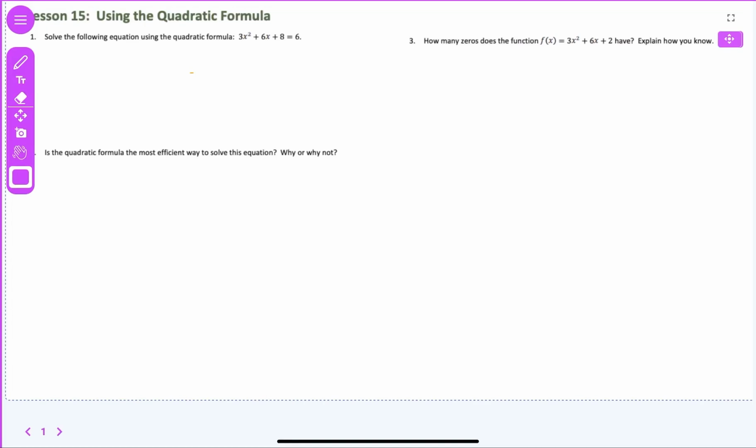Algebra 1, Module 4, Lesson 15, using the quadratic formula. Solve the following equation using the quadratic formula. Okay. Now, you should know right off the bat that we cannot solve this right now. Why? Not standard form.